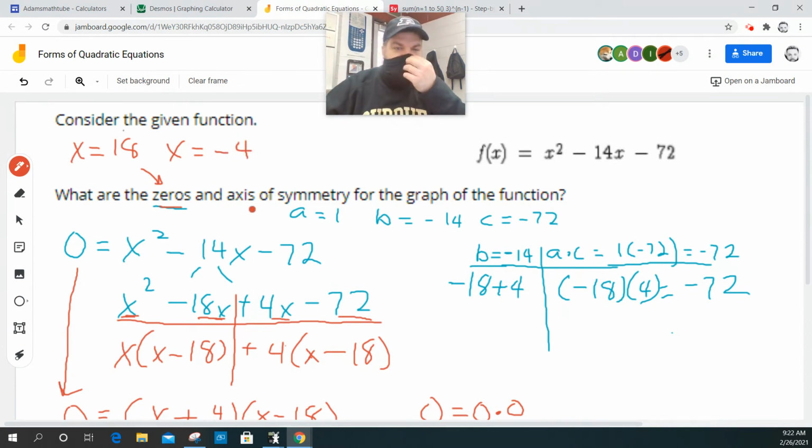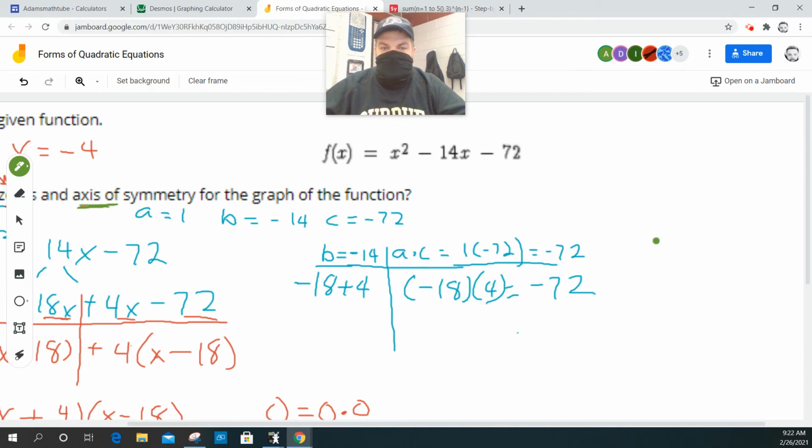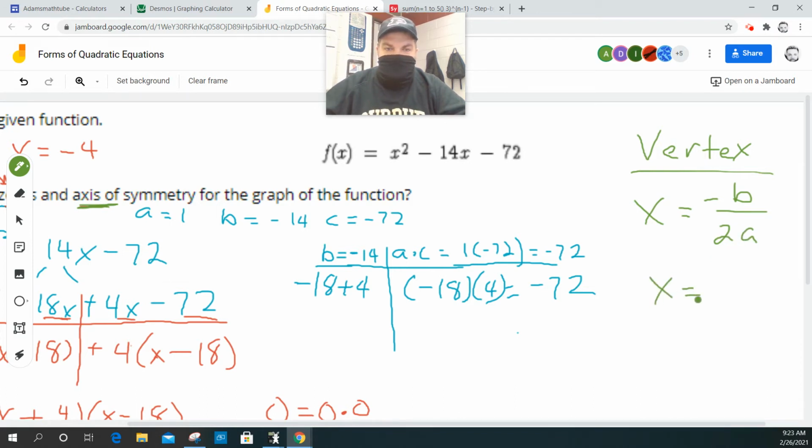Now the axis of symmetry is easy to find. Why? Well, I can find the vertex. How do I find the vertex? Well, you don't know off the top of your head, but I can find the vertex by saying the x part of the vertex is equal to negative b all over 2 times a.